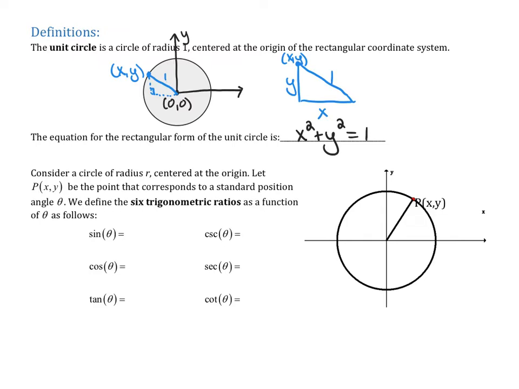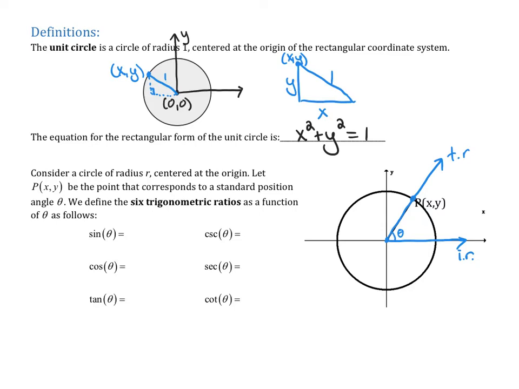Now we're going to define these 6 trigonometric functions on the unit circle. Actually, we're going to do it on a circle of radius r. So we're going to let P have coordinates x and y, and just be a point that corresponds to a standard position angle theta. We don't have the angle theta on here, but what we remember is that our initial ray is always pointing towards the positive x-axis, and our terminal ray is the ray that goes from the origin through that point x, y, and so the angle theta is the angle right there.